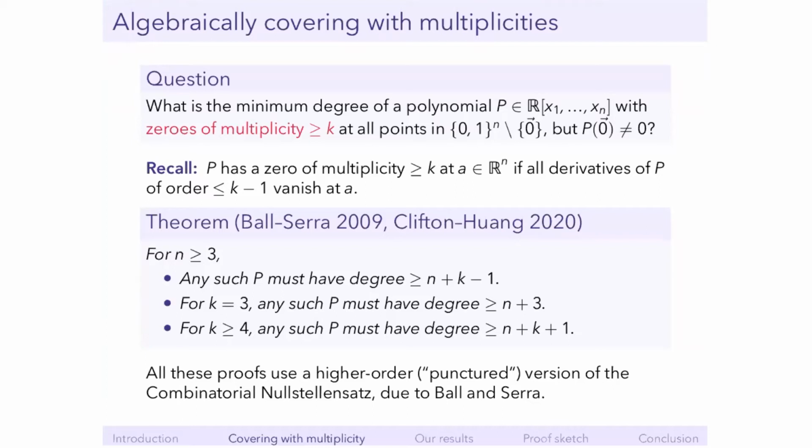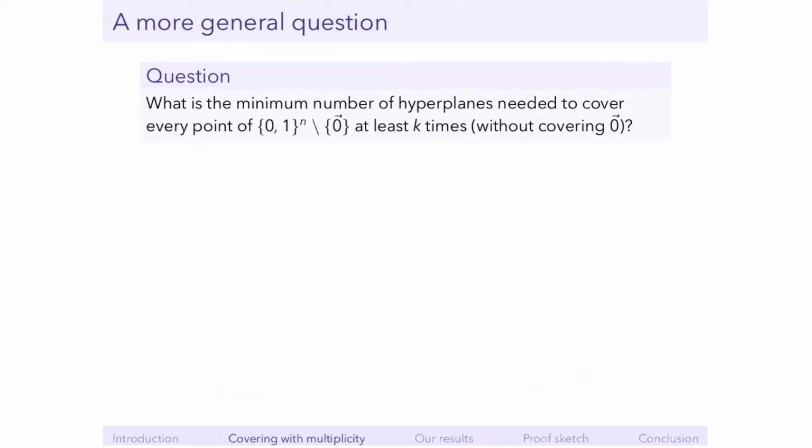Okay, so the point is, everything I want to say on the slide is just that the way you prove these lower bounds is you really prove lower bounds for this algebraic question. And before I tell you about our results, I just want to mention that there's really a more general question that you could be asking.